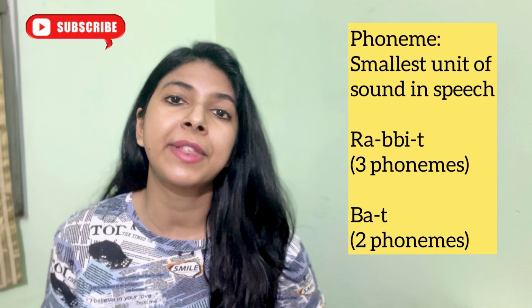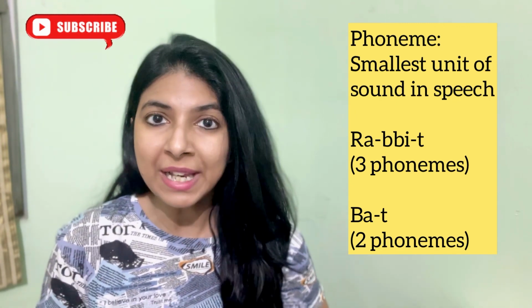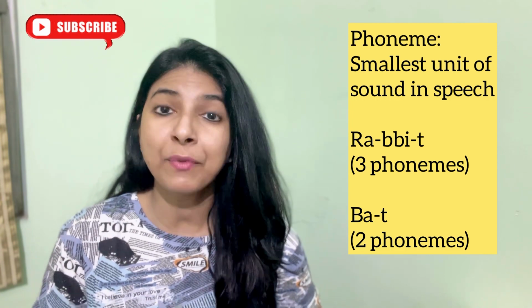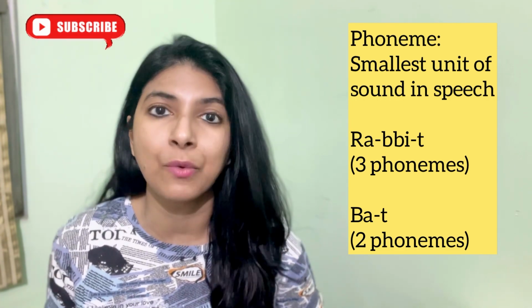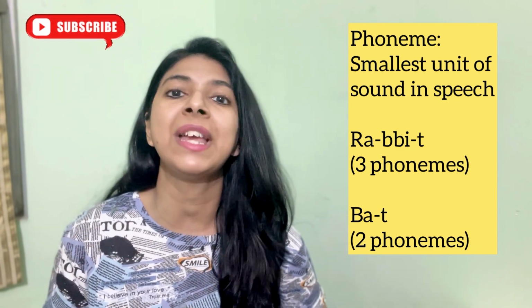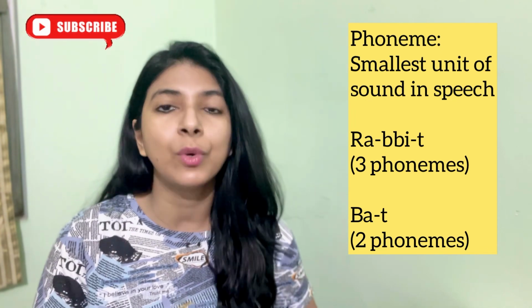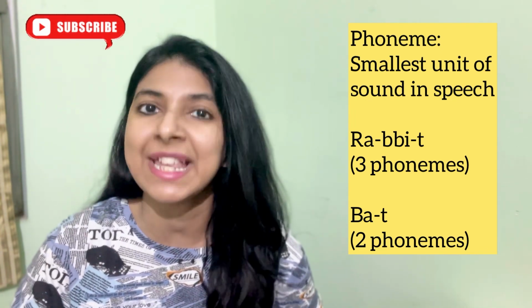Next, we have phoneme. The smallest unit of sound in speech is called phoneme. For example, in the word rabbit, we have three phonemes. We have three sounds, ra, b, t. So there are three phonemes in the word rabbit. There are three types of sounds in the word rabbit, ra, b, t.